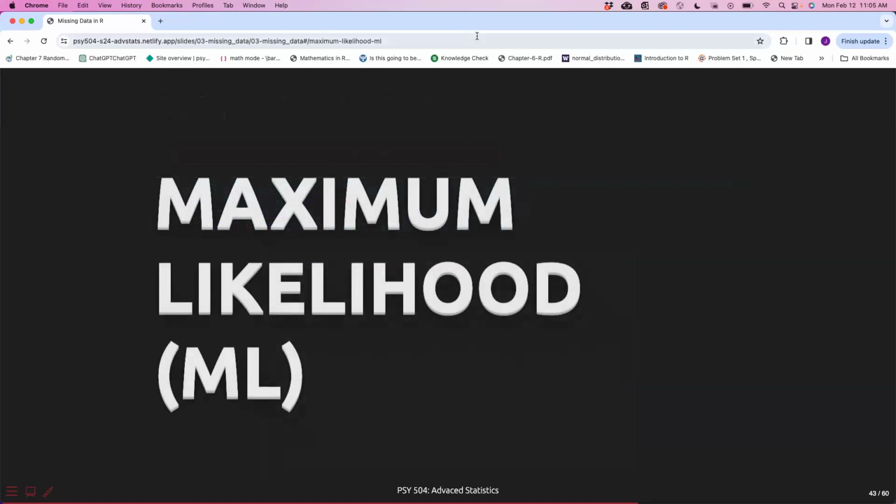All right, so now I want to switch focus. Another method that's used quite frequently is maximum likelihood. Last week we talked about multi-level modeling. Multi-level modeling uses maximum likelihood under the hood. And this is the reason why we can have what's called unbalanced data or missing data, because of maximum likelihood estimation. So I wanted to go over how maximum likelihood accounts for that missing data.